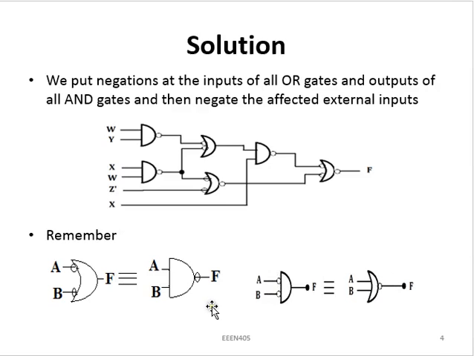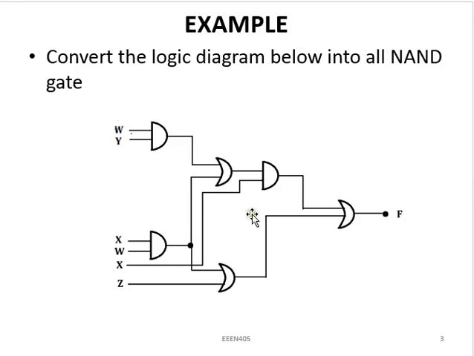So using these facts now, we go back to our logic diagram given here. Wherever we see an AND gate, we put a circle on its output, which makes it a NAND gate. And if we see an OR gate, we put double negation at its input terminal, which is also equivalent to a NAND gate as we illustrated.